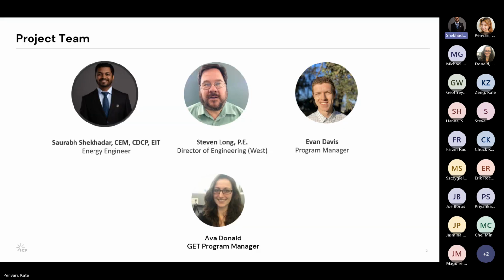So here's the working team for this project at ICF. I led this ET study under the guidance of Stephen Long, who is Director of Engineering for West. And I collaborated with Evan Davis, primarily for tool development. And Eva is overall Get Program Manager, who helped in all the milestones of the project.